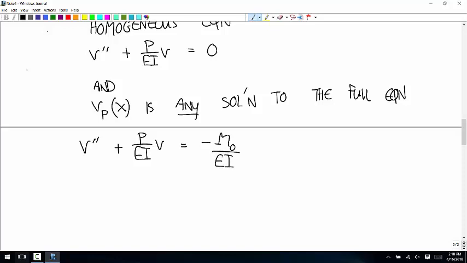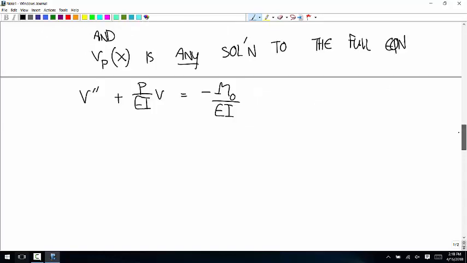Okay, so we need a general solution to the simpler equation, the homogeneous equation, and any single solution to the more complicated equation, and then we just add them together, and that's a general solution for the constant case. Okay, so that's the strategy. So first, we need the general solution to the homogeneous equation.